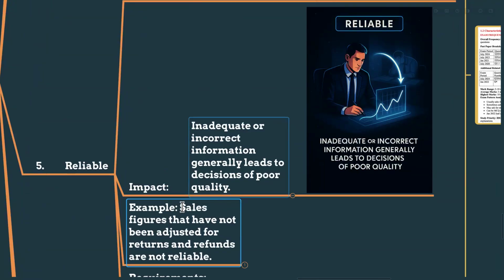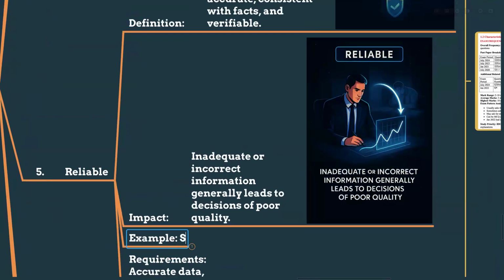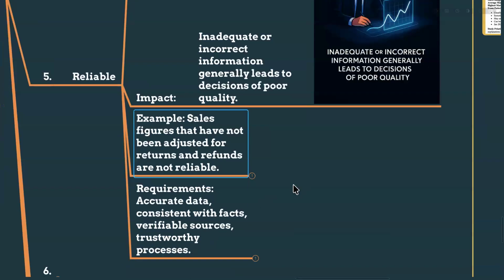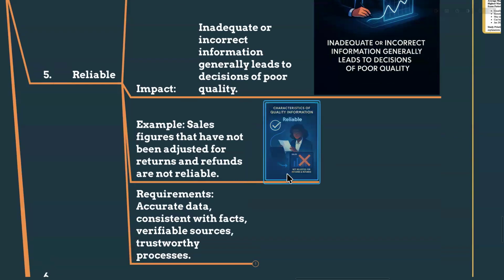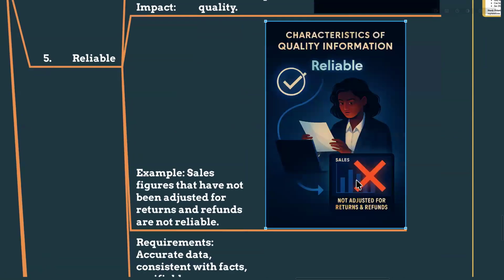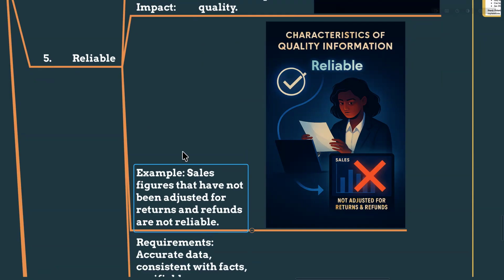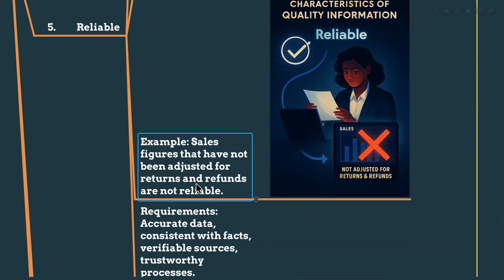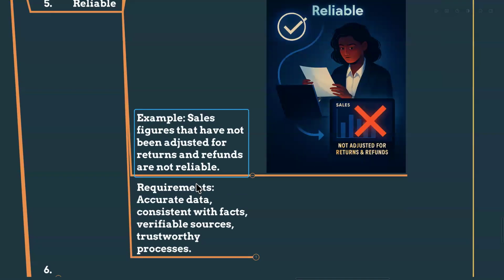So the examples of reliability, I'm having some examples here. Sales figures that have not been adjusted for returns and refunds are not reliable, right? You have the total sales, but they didn't deduct the total returns or some refunds. So it's not reliable. We cannot rely on that sales figure. Sometimes they tell us we have made a sale of 10 million, but actually when you go and check the refunds and the returns, it's only 1 million rupees worth of sale. So that is not reliable information, right?